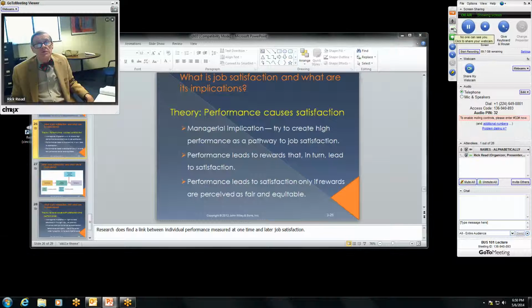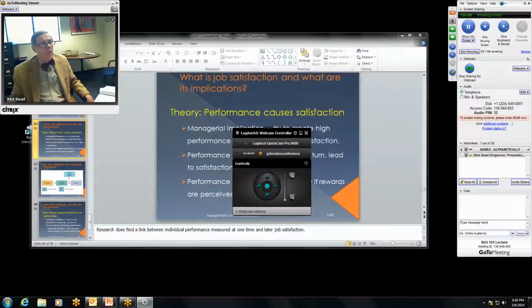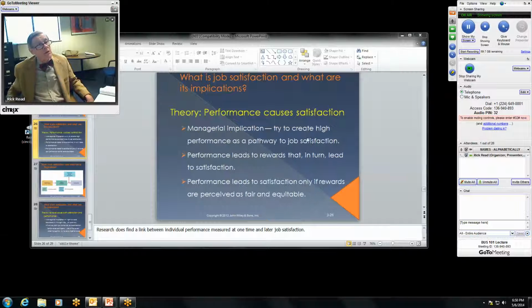Performance causes satisfaction. Create high performance, and I don't think you can create high performance, but I think you can urge high performance or motivate people to perform at a high level, as a pathway to job satisfaction. Performance leads to rewards, and that in turn leads to satisfaction. And then finally, performance leads to satisfaction only if rewards are perceived to be fair and equitable. That comes to the equity theory, which we'll talk about when we get to chapter 6.